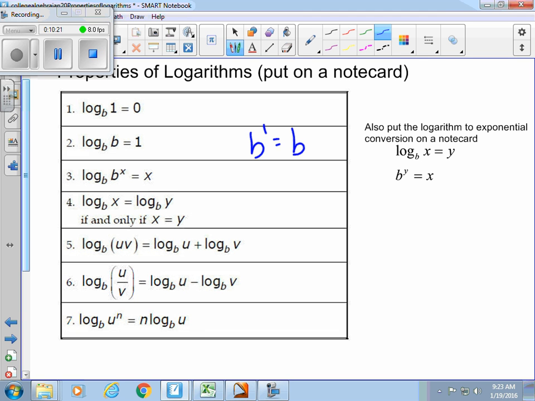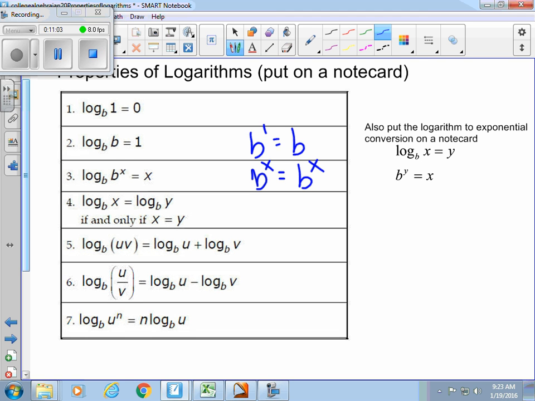Okay, let's look at the next one. B to what power equals b to the x? Well, b to the x equals b to the x, right? So log base b of b to the x is just x. In other words, log base b and b to the x cancel. Did we know that already? We did, because they're defined to be inverses, so that makes perfect sense, doesn't it? That's good to know, that things make sense. If log base b of x equals log base b of y, then x and y have to be equal.